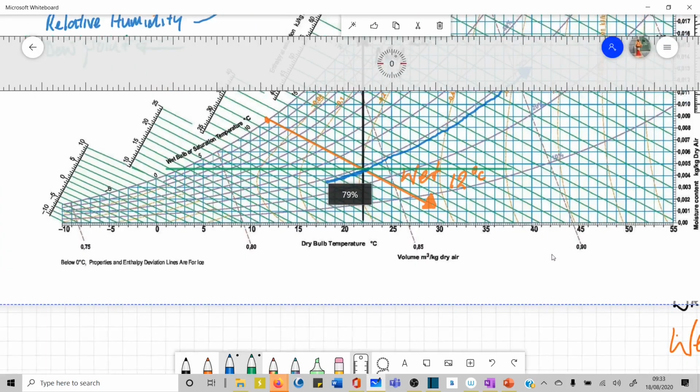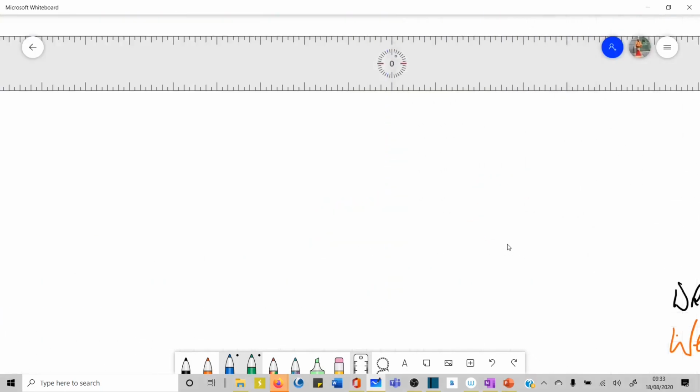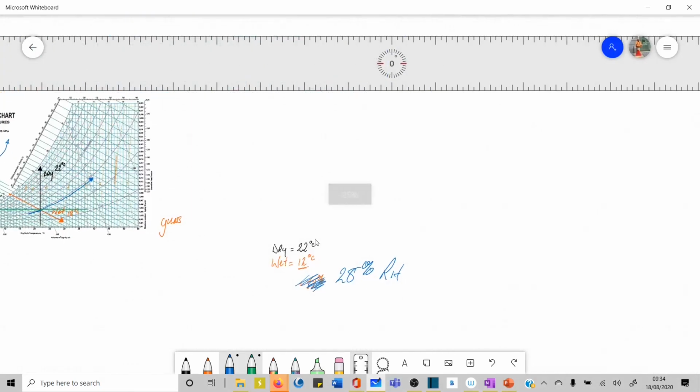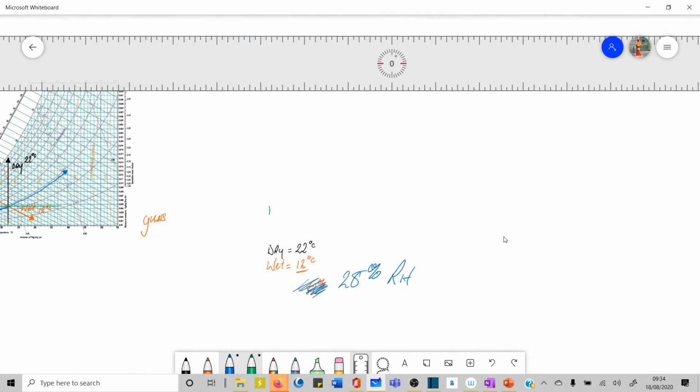So what does that mean then? If we take a look at our temperatures, if we can find them again, there we go. The dew point is equal to 2.5 degrees centigrade. So what that actually means is that we can see here that the dry bulb was 22 degrees and it was 12 degrees wet bulb, and my guess was completely miserable and way off target. It was actually 28%.